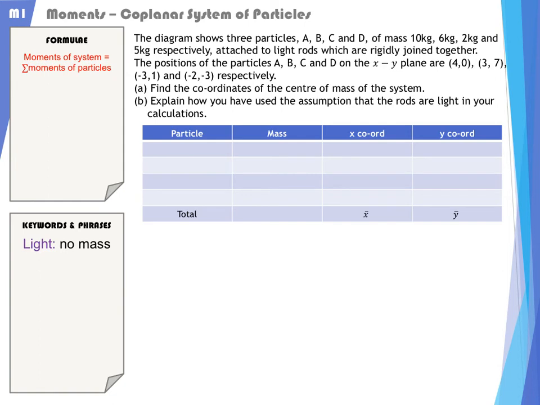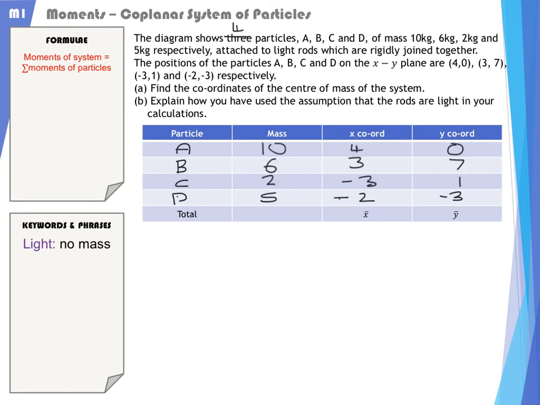A second, very similar question now, the only difference being that this time we've got 4 particles, A, B, C and D, of masses 10 kilograms, 6 kilograms, 2 kilograms and 5. So we're just following the same procedure again, fill that all in. If you want to take a quick pause on the video now, try and do it yourself and then come back and check at the end.